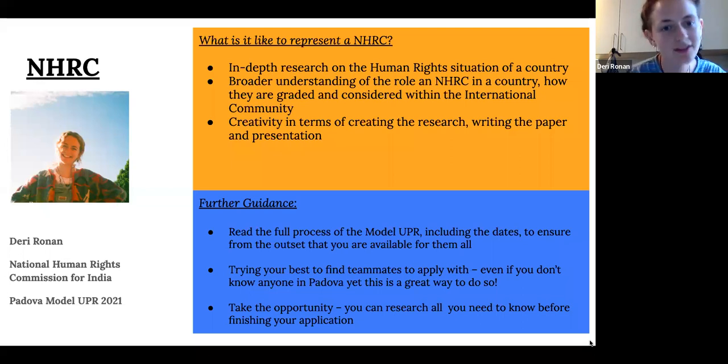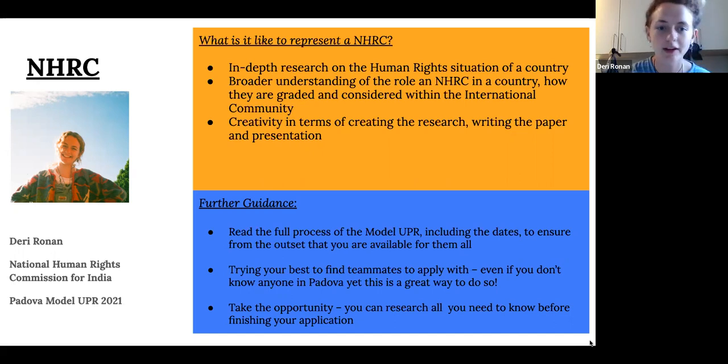What it's like to represent an NHRI. I represented the National Human Rights Commission for India, and I would like to start by reiterating what was just said: I learned a lot about a country whose politics I didn't know much about, and also the individual parts of its human rights record, and that's something I am really grateful to the UPR for. You take part in in-depth research on the human rights situation in the country that you're given, looking at different themes and different areas of human rights.